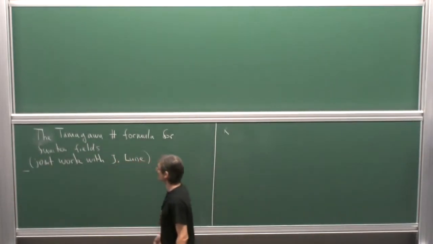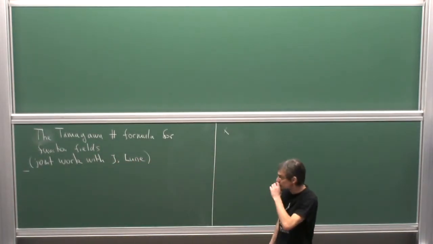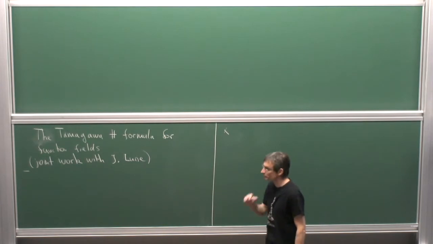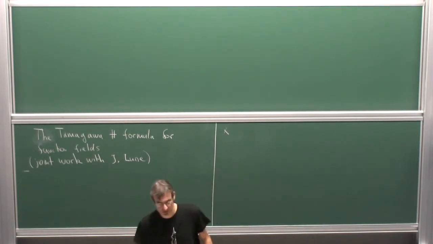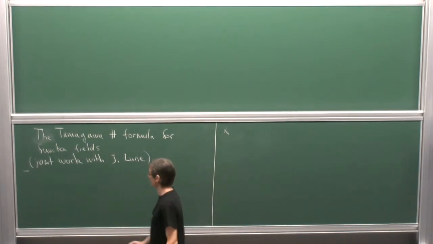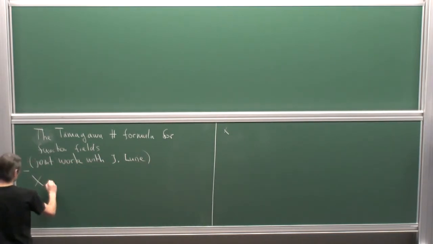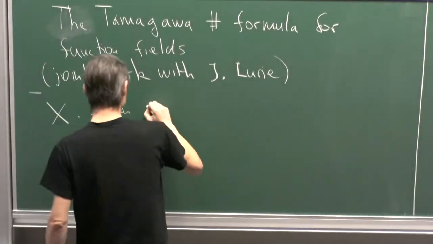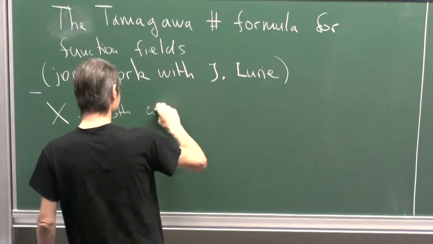Indeed, so it's the Tamagawa number formula over function fields. It's joint work with Jacob Lurie. I'll present a somewhat simplified context. We fix a curve X, a smooth complete curve over a finite field.